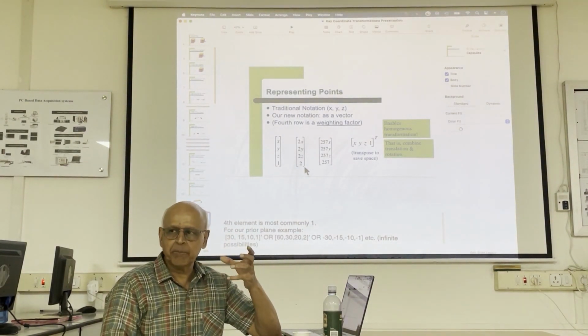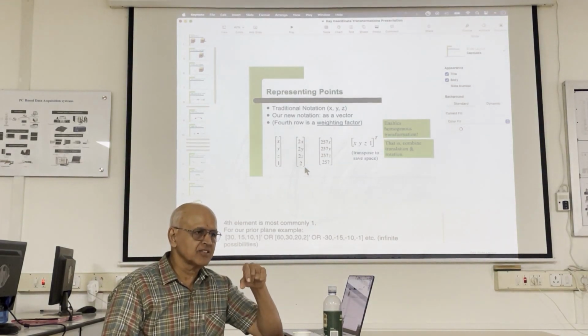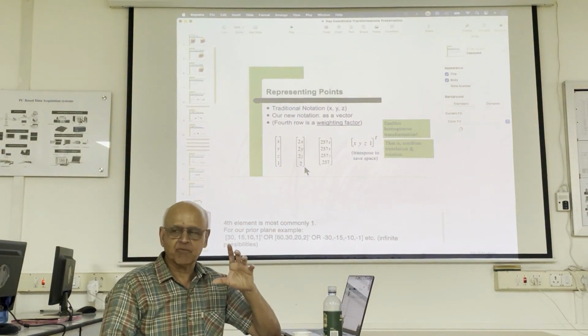Except there is a problem of gimbal lock. That's why quaternions were introduced. We'll get to that this afternoon. Gimbal lock, right? But homogeneous takes care of both.